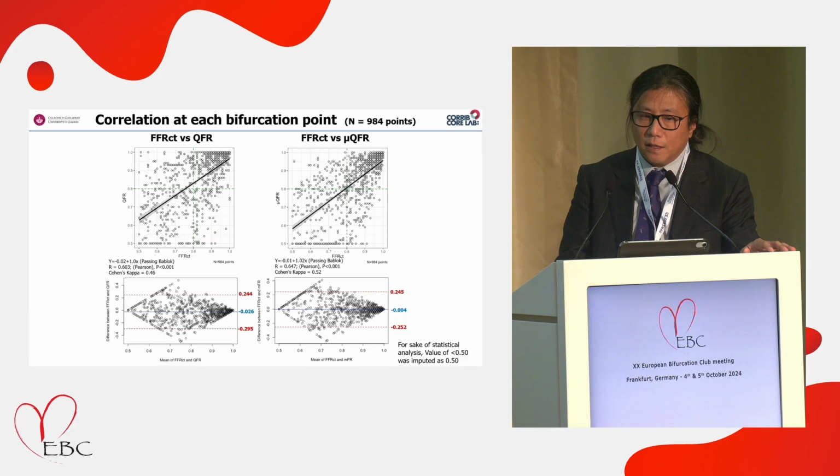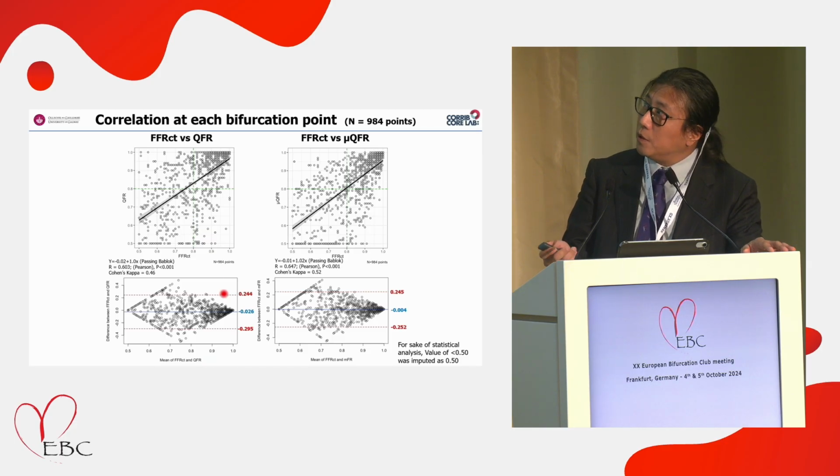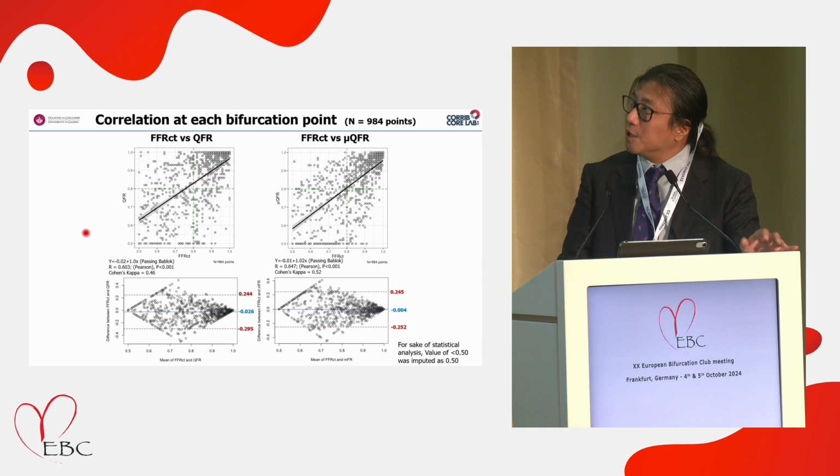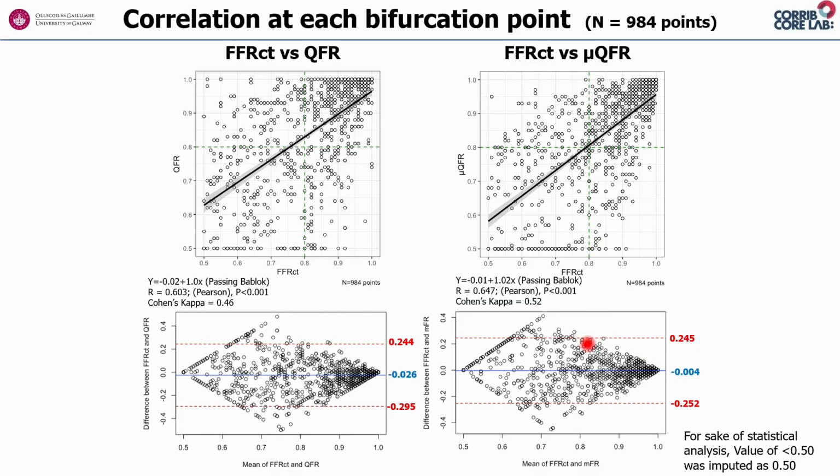So we have 984 measurement points. It's a little bit difficult to comprehend or grasp the message, but basically if you compare by means, the QFR is 0.026 higher than the FFR-CT. The limits of agreement are 0.244 and minus 0.295. If you compare the myoQFR and FFR-CT, the systematic difference in mean is minimal, just 0.004, and relatively similar limits of agreement were observed, 0.245 and minus 0.252.